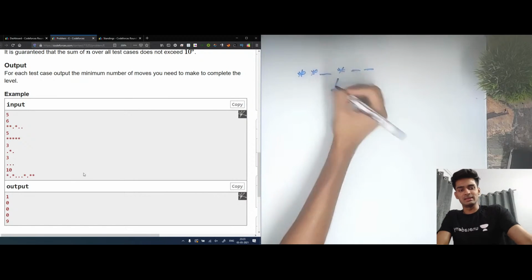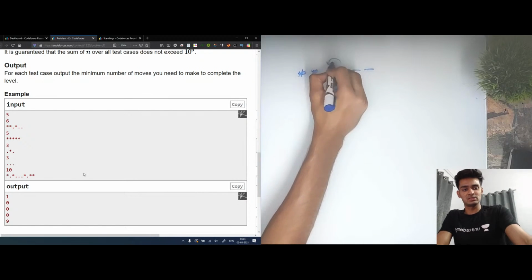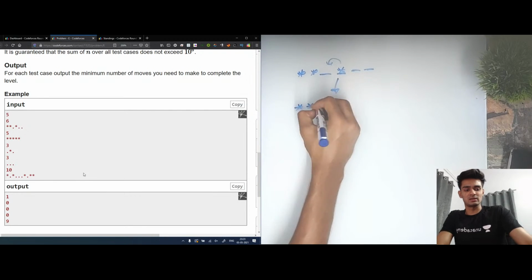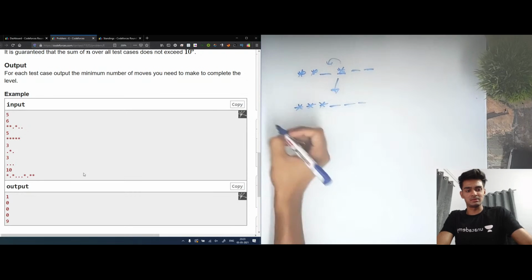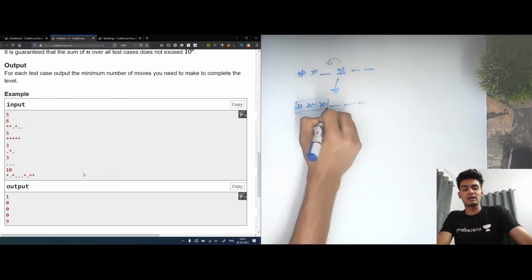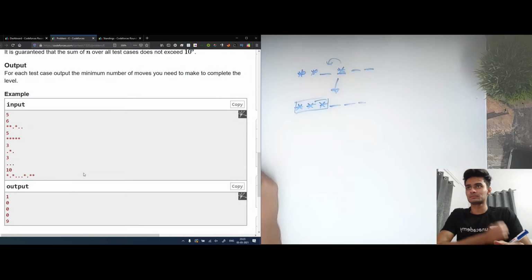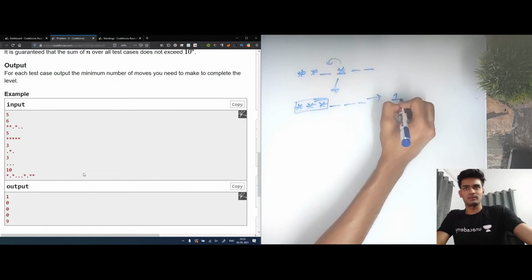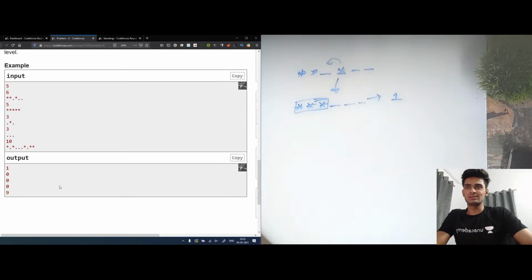As you can see, all we have to do is shift the sheep at the fourth index to the left, which makes star, star, star, star, empty space, empty space. Now we can see that all the sheep are together, and that's why the answer for this is 1. Similarly, let's see this one.